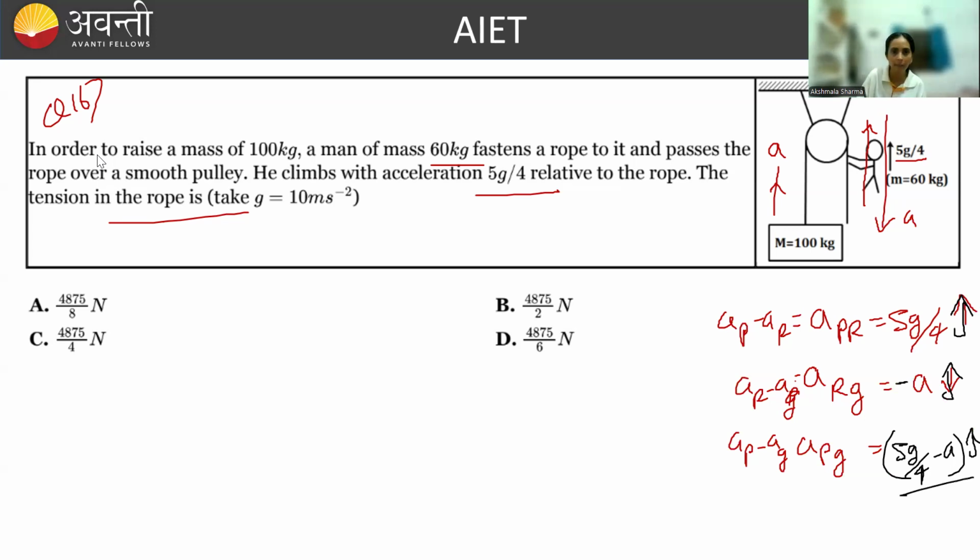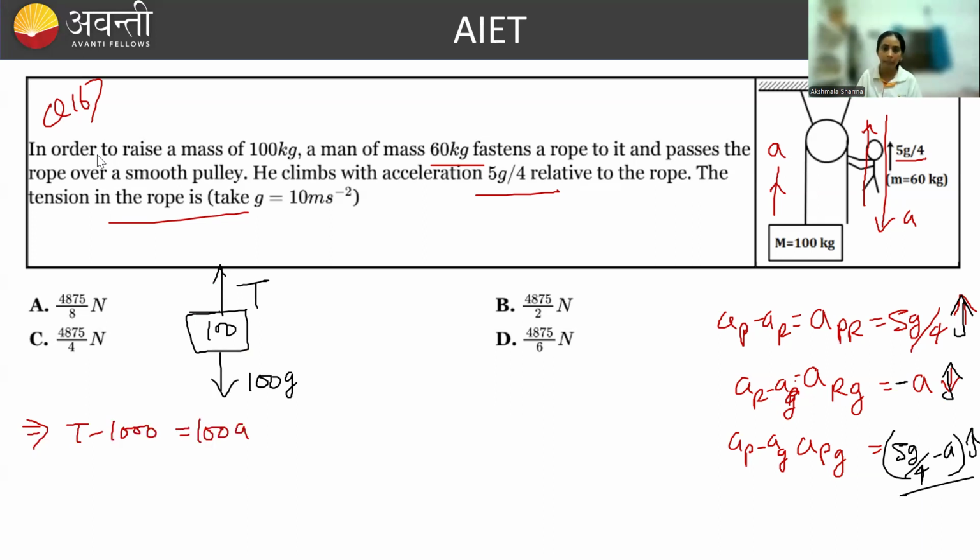Now we will write the equations using free body diagrams. For the 100 kg block, it is moving in the upward sense, and in the upward sense the force acting is tension, which always acts away from the body. In the downward direction, there is the gravitational force. So if you write Newton's second law, it will become T minus 1000 equals 100a. And now for this person, the FBD will look like what? Tension again in the upward sense, and in the downward direction, the mass is 60 kg, so the weight force will be 600 Newton.